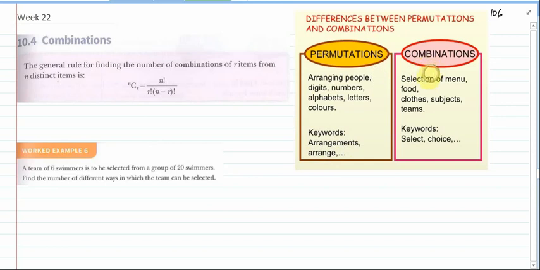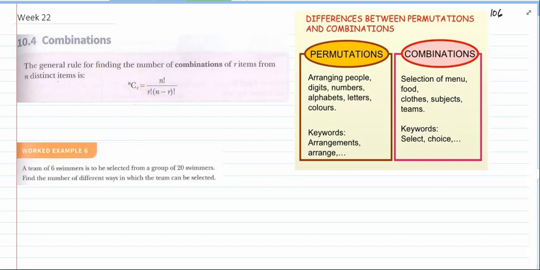For combination, you are going to select: selection of menu, food, clothes, subjects, teams. So the keywords for combination are selection or choices. Whenever you are going to choose someone from certain categories, you are dealing with combination. The working formula of combination is nCr equals n factorial divided by r factorial into (n minus r) factorial. The permutation formula is n factorial divided by (n minus r) factorial, so in combination, the r factorial is an extra part.